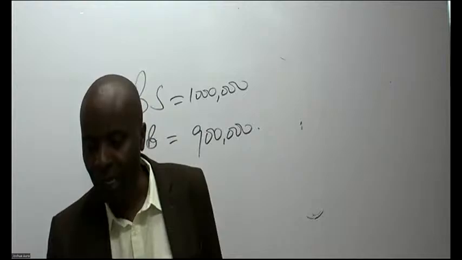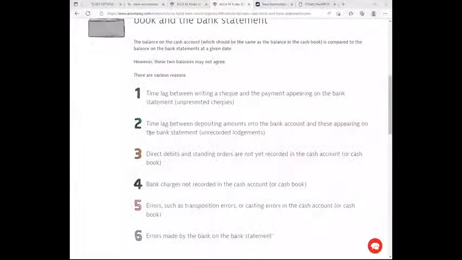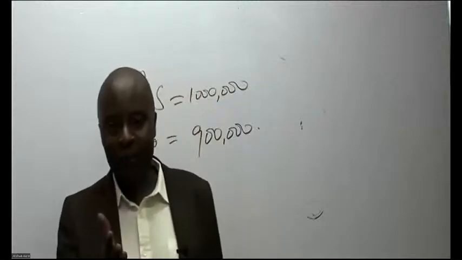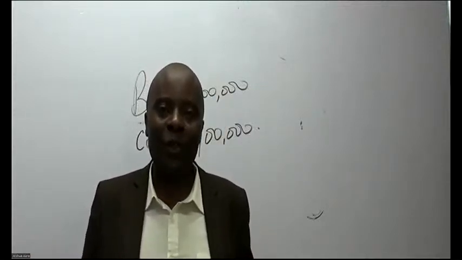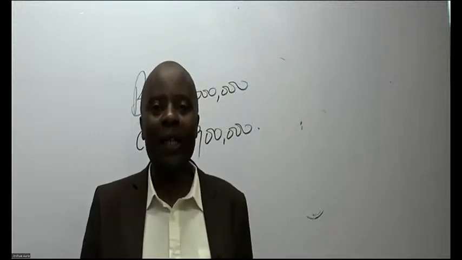Now, ladies and gentlemen, from there, we have the second item. We have what we call time lag between depositing amounts into the bank account and this appearing on the bank statement, what we call unrecorded lodgements. Now remember, especially in those good old days, we have received as RCM Online College some payment in form of a check.